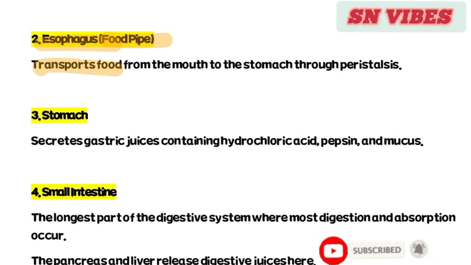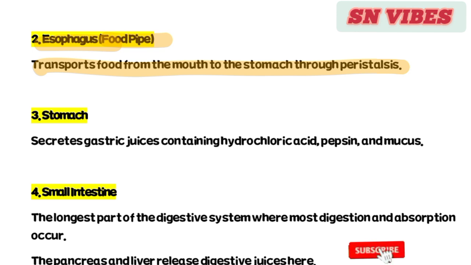The transport of the food from the mouth to the stomach happens through peristalsis, one of the functions of the esophagus. So here the food is transported from the mouth to the stomach with the help of this food pipe itself. The third part is the stomach.